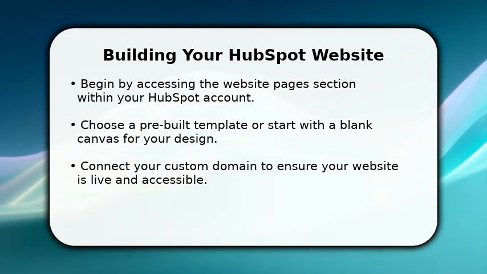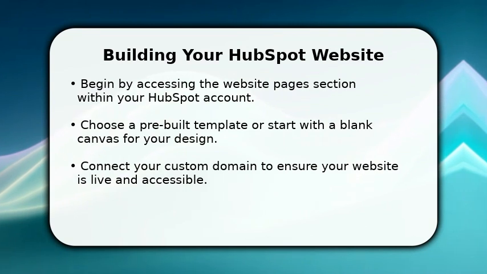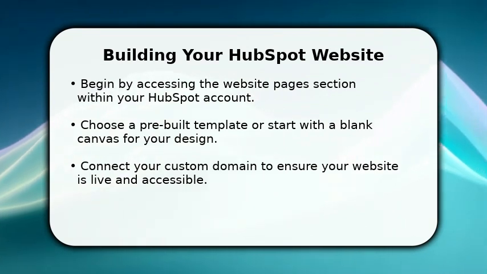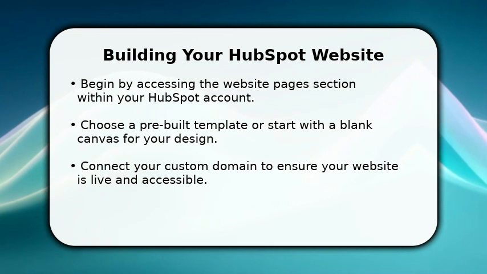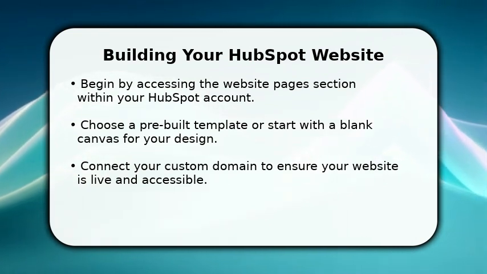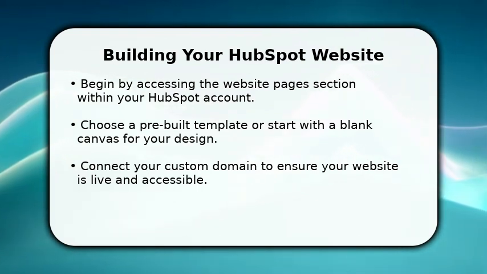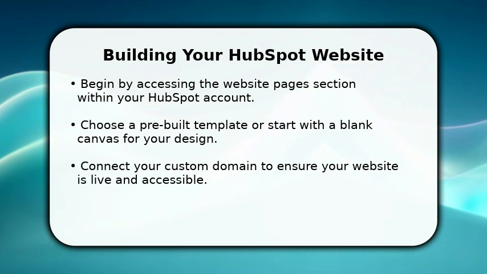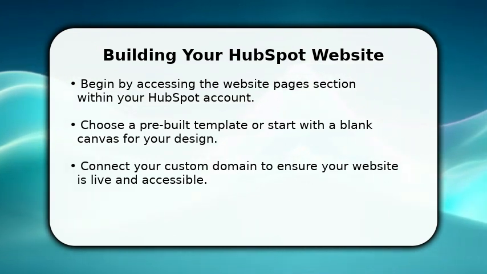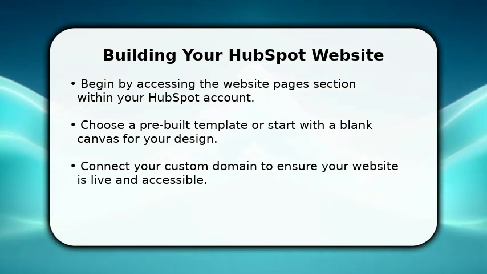First, navigate to the Website Pages section in your HubSpot portal. You'll then select whether to use a pre-designed template or build from scratch, offering hundreds of options. Next, connect your custom domain name, a crucial step for your site to be live and visible to your audience. This initial setup takes just a few minutes, laying the foundation for your online presence.